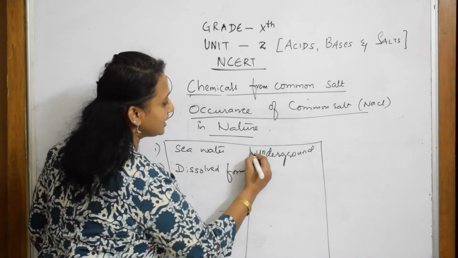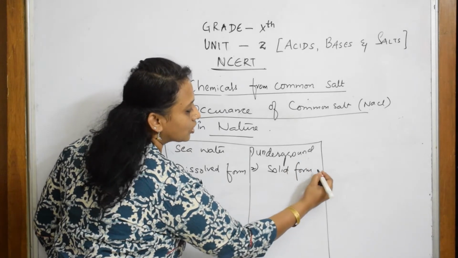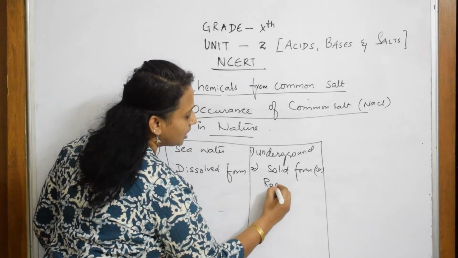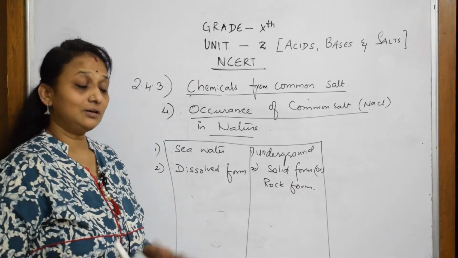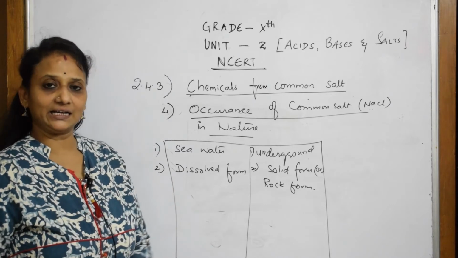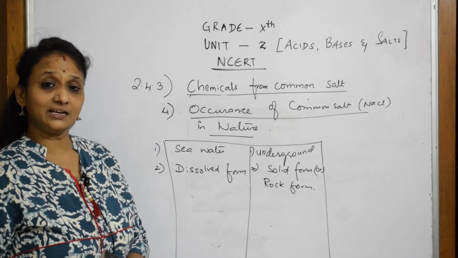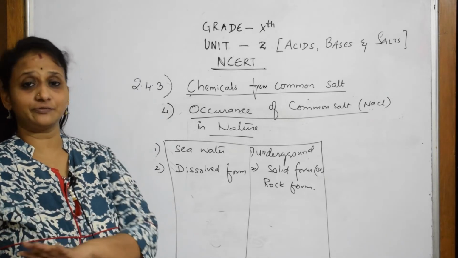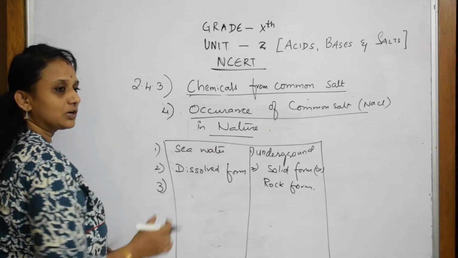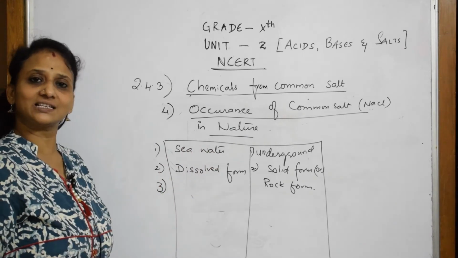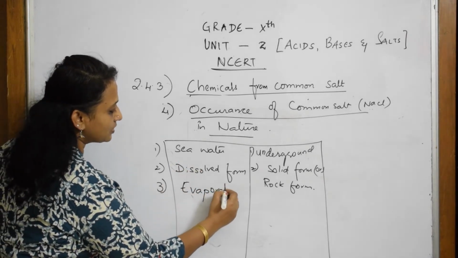If it is available underground, how is it available? It is available in solid form, or rock form. Now, if it is available in the dissolved water, I need to extract it. I need to evaporate it with the sunlight and then dry it, then purify it and then send it for transport. So all this process, from the seawater, we are going to extract salt by a method called evaporation. I'll tell you how it is made also.